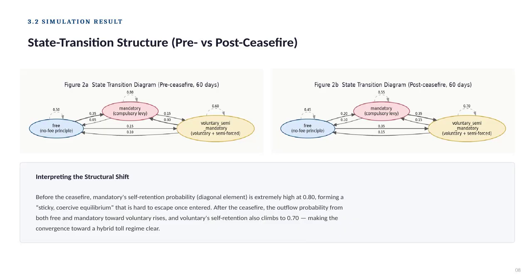These two diagrams visualize that structural shift. Before the ceasefire, mandatory forms a sticky, coercive equilibrium that is hard to escape once entered. After the ceasefire, outflow toward the voluntary state increases from both free and mandatory, and the voluntary state's own stickiness rises as well, making the convergence toward a hybrid toll regime clear.